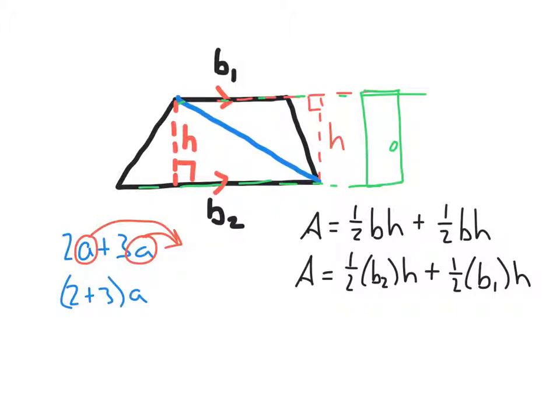All right. So over here in our area formula, we can factor out 1/2 h. We have 1/2 h in both of those terms. And so if I pull those out front, I get 1/2 h times b sub 2 plus b sub 1. And that is the area formula they gave you for a trapezoid. Now they turned around the b1 and b2, but that's addition. That doesn't matter, right? 5 plus 2 and 2 plus 5 give me the same thing.